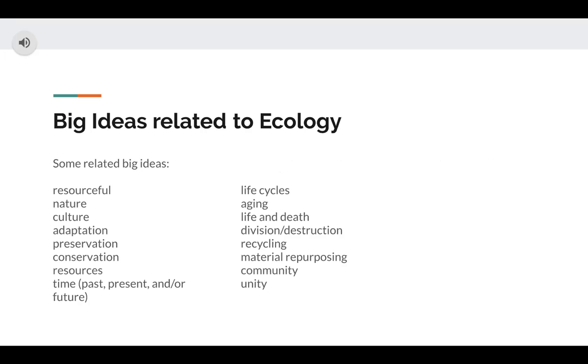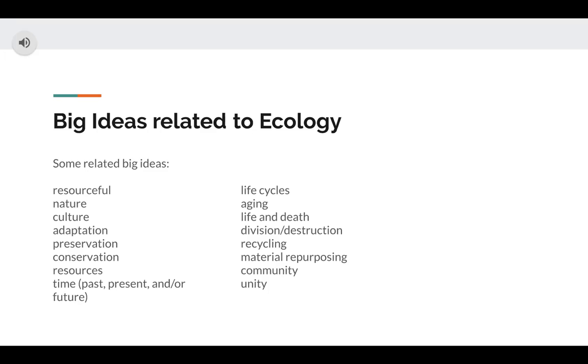Resourceful, nature, culture, adaptation, preservation, conservation, resources, time, life cycles, aging, life and death, division, destruction, recycling, material repurposing, community, and unity. Nature is something that is seen all around us and throughout ecology.